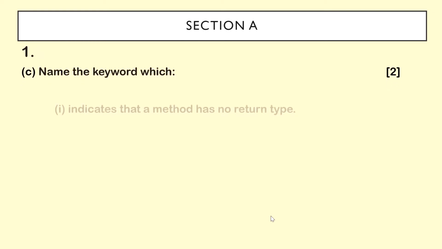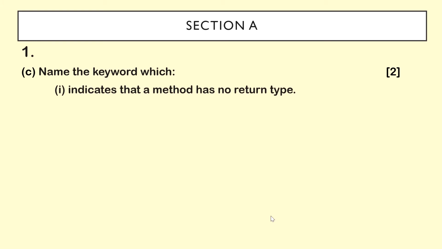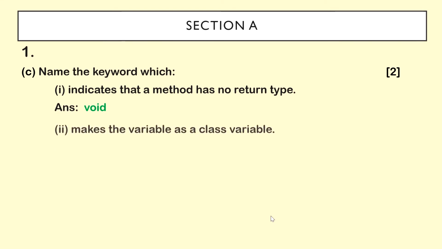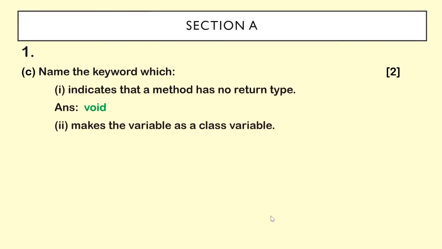Let's come to the third question. Name the keyword which, okay, there will be some parts to it. Number 1 indicates that a method has no return type. So whenever a method has no return type, we generally indicate by using void. It has no return type. Second is make the variable as a class variable. So whenever we have to make anything as a class variable or class object or anything, we declare them static. So I hope this is clear.